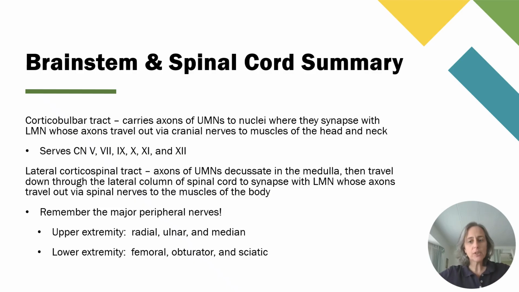And then for most of the rest of the body, we're going to use the lateral corticospinal tract. I didn't break down that word. Cortico meaning cortex, spinal meaning spinal cord, right? So this is the one that goes from up here down into the spinal cord. Those axons of the upper motor neurons that need to get down to the body are going to come down through the brainstem. They decussate, they cross over in the medulla, and then travel down through that lateral column. That's where the lateral comes from.